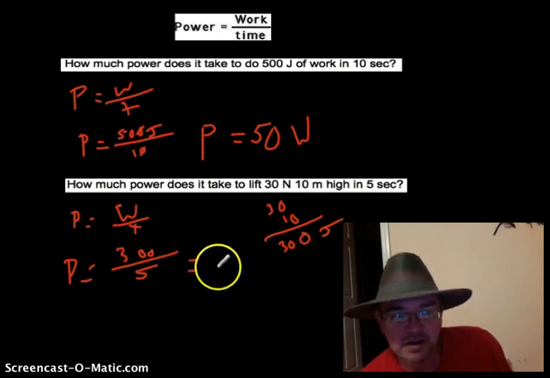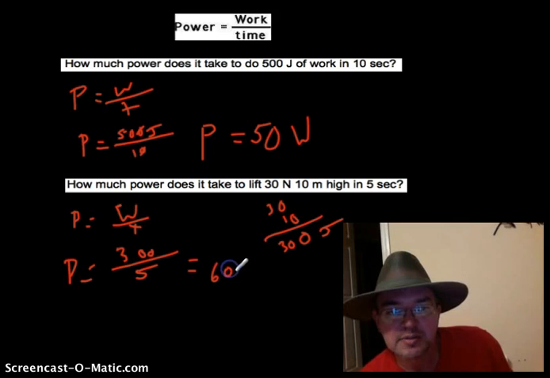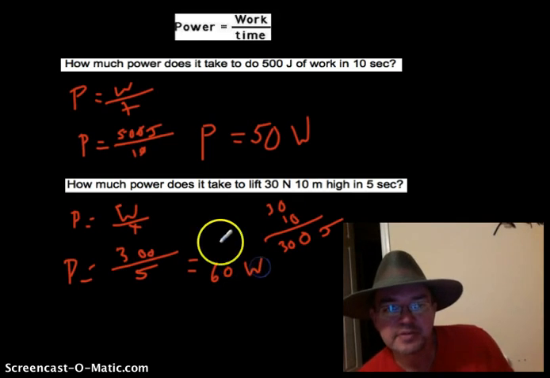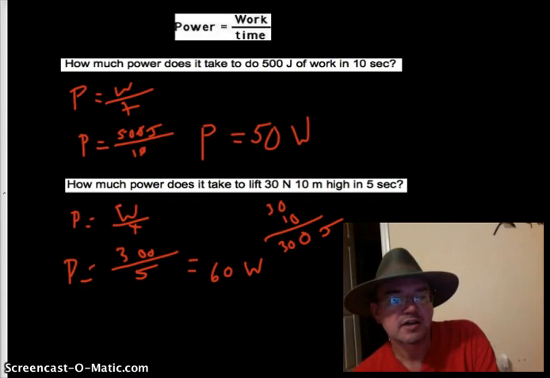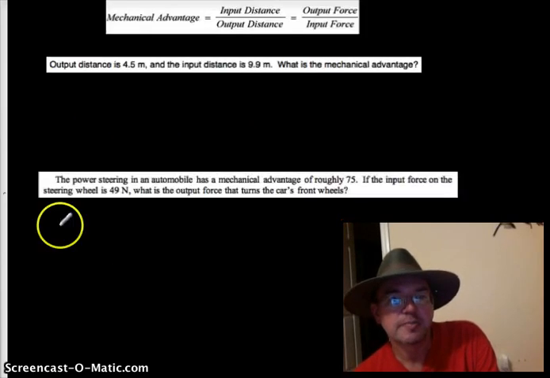5 into 300? 60. So we got 60 what? It'll be 60 watts. Okay, let's see if we can get to mechanical advantage. We have about 2.5 minutes left on our video here.